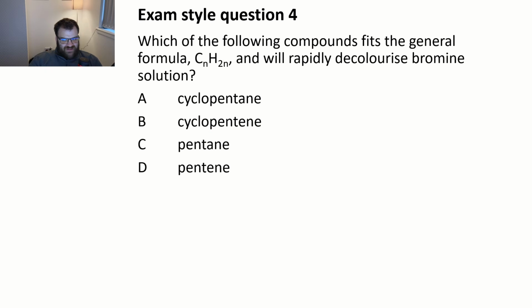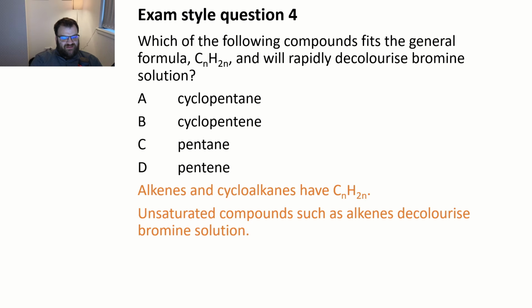In this one, we're asked about a compound that fits CnH2n and will decolorize bromine solution. That's 2 parts to this one. For the general formula, that's the alkenes or the cycloalkanes. And unsaturated compounds will decolorize bromine solution. That means they have to have at least 1 carbon-to-carbon double bond. And only D ticks both of those boxes.